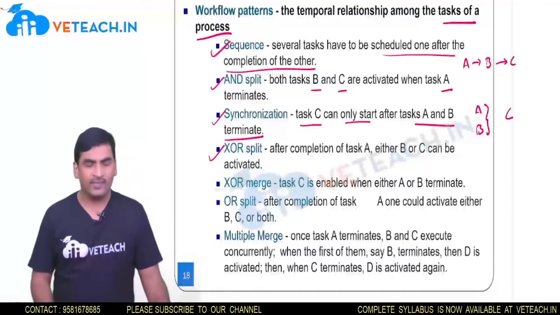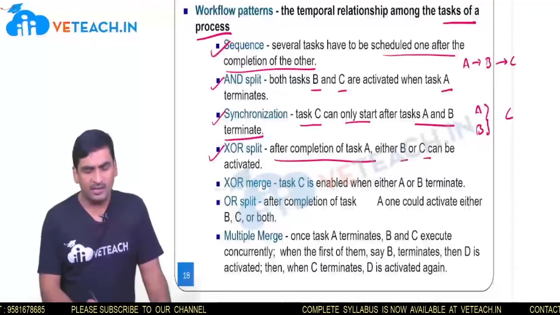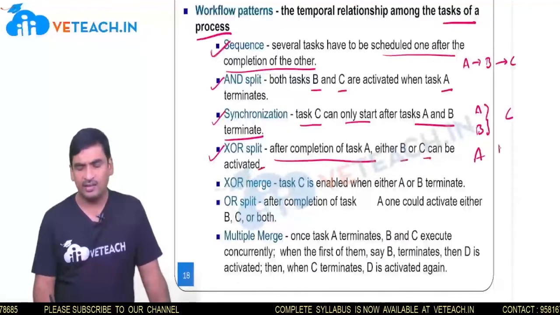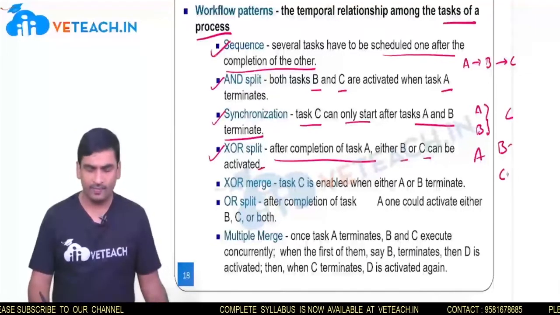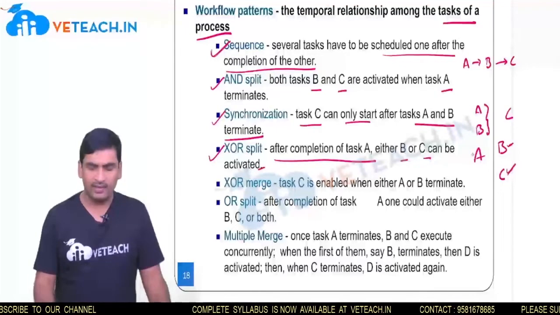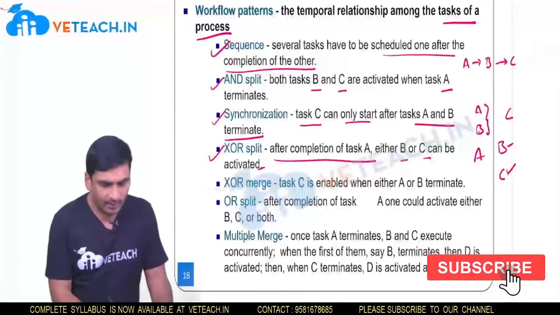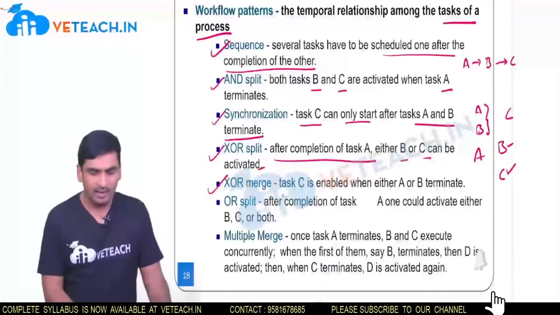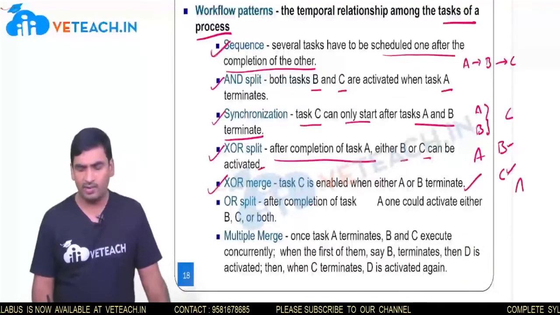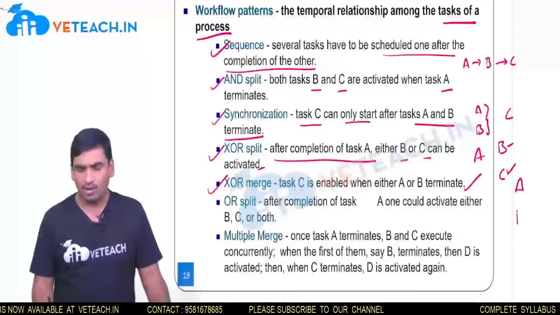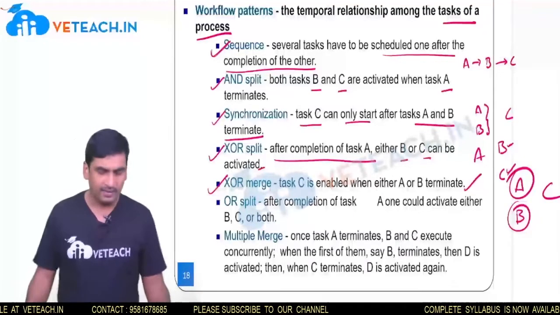XOR split. After the completion of task A, either B or C can be activated. So after this, there is a possibility of B or C getting activated. Either of these two will get activated after this A. We will see the representations in the next slide. Then XOR merge. Task C is enabled when either A or B terminates. So we might have A or B. When either of these two gets terminated, C gets activated.